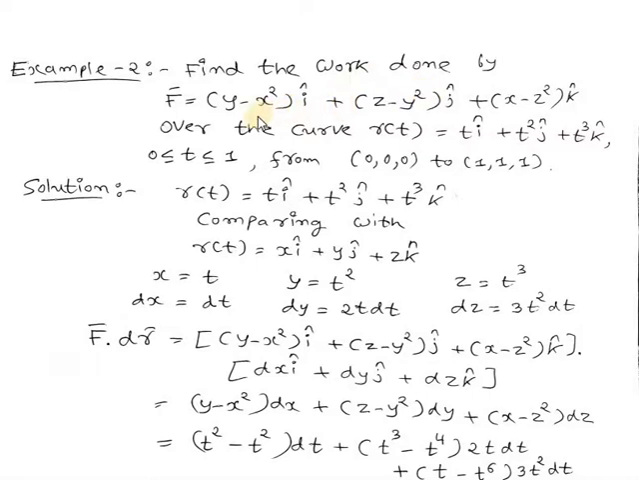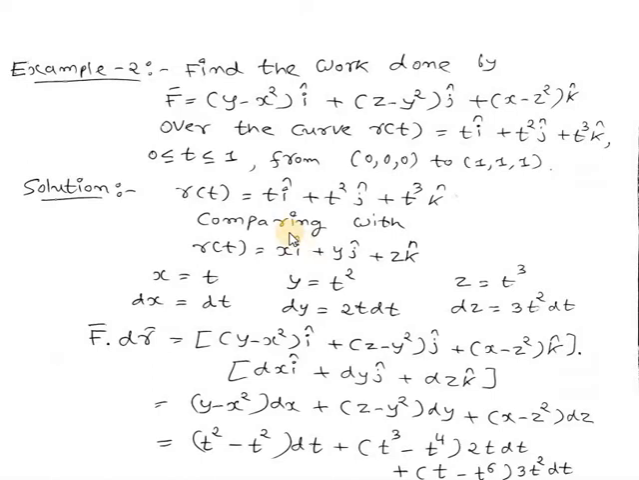Find the work done by the force over the curve r of t is equal to ti plus t square j plus t cube k, where t varies from 0 to 1, from (0,0,0) to (1,1,1). Here a different type of curve is given, that is r of t equals ti plus t square j plus t cube k, in the parametric form.